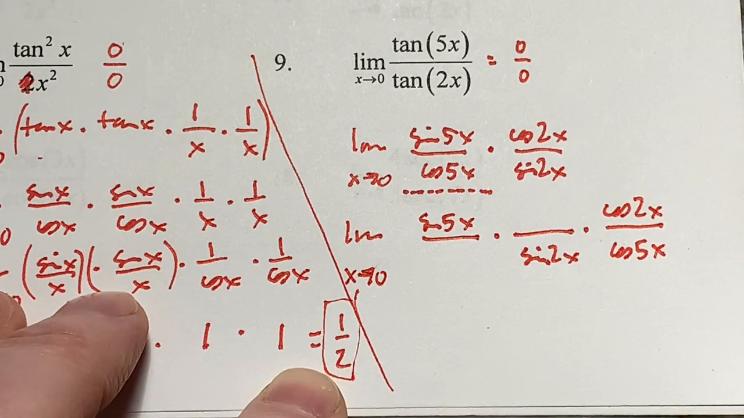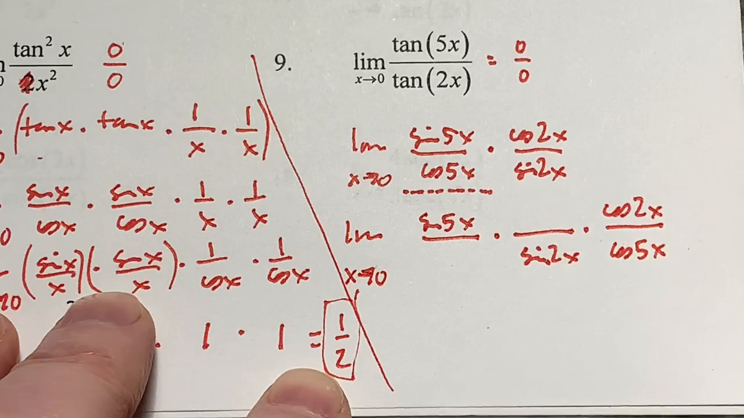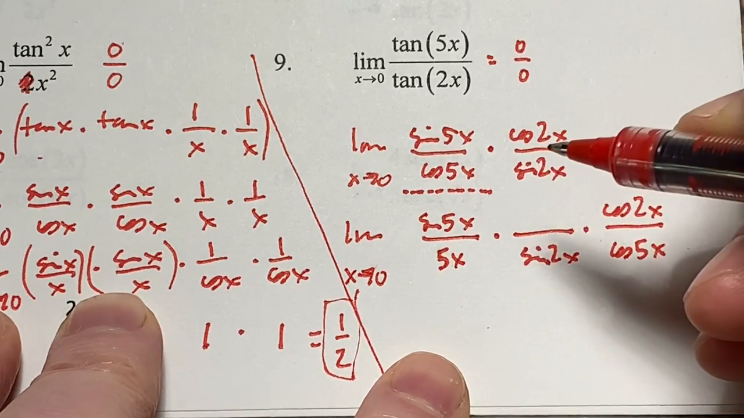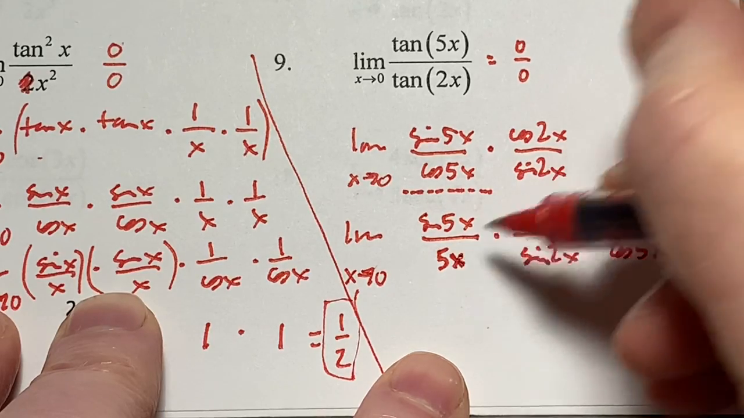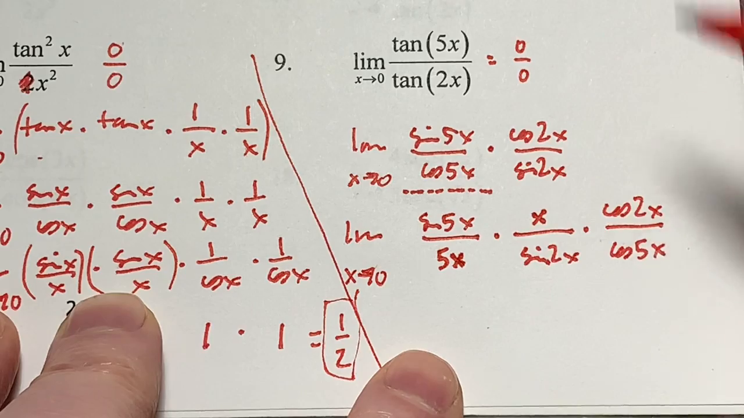And now I need some x's in there to make these rules work. So what I'm going to do is I'm going to put a 5x in there. Actually, I'm going to put an x there and an x there because I'm multiplying the top and the bottom by an x, right? But I need a 5.